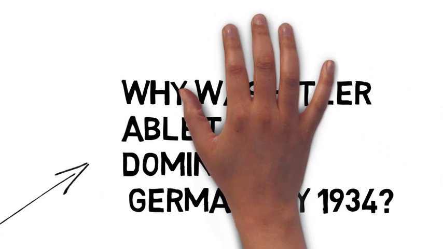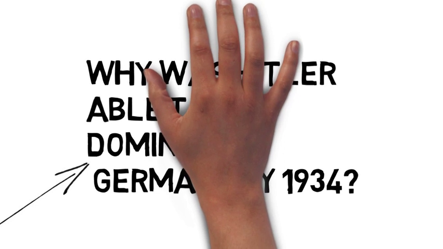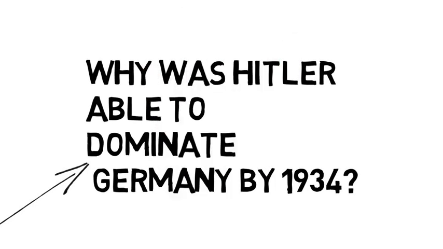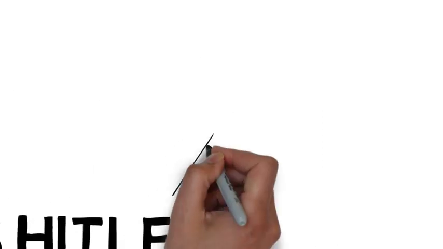And now we're going to talk about our next point. Why was Hitler able to dominate Germany by 1934? And it very much links in with what we were just talking about, the Depression and the Wall Street crash.